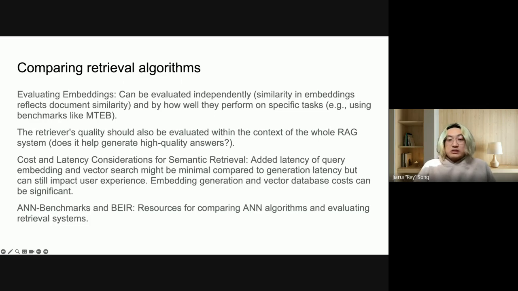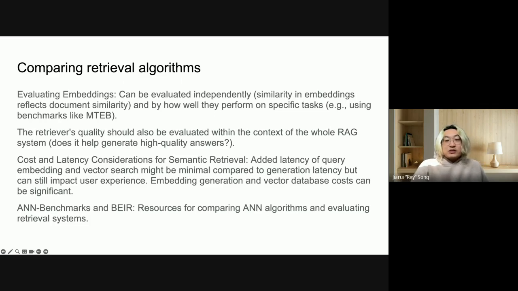Or you can do this task-specifically. You can evaluate how well the embeddings perform on downstream tasks, such as retrieval, classification, or clustering using benchmarks like MTEB. Ultimately, the quality of the retriever should be assessed in the context of the entire RAG system. A good retriever is one that helps the system generate high quality and accurate answers.